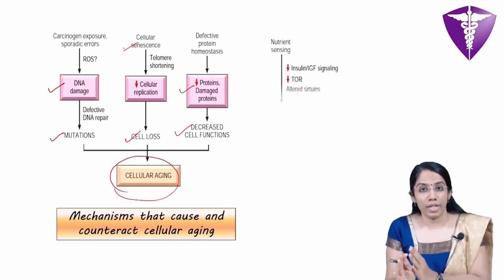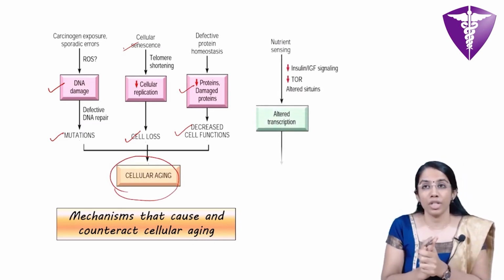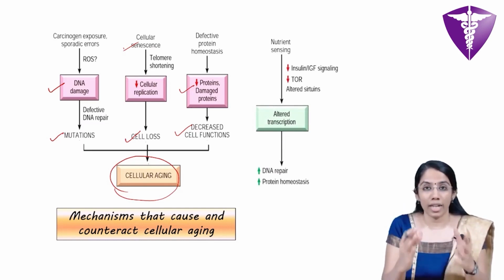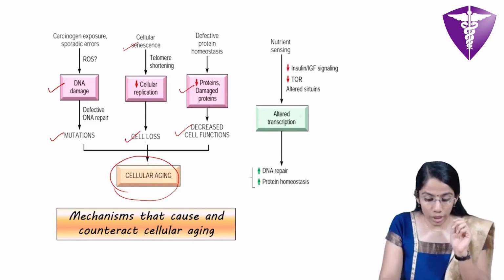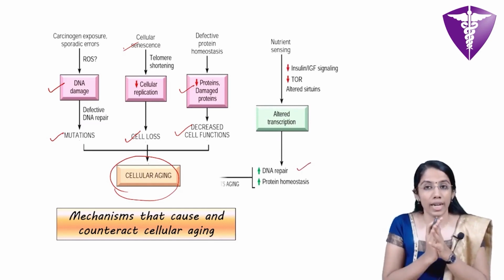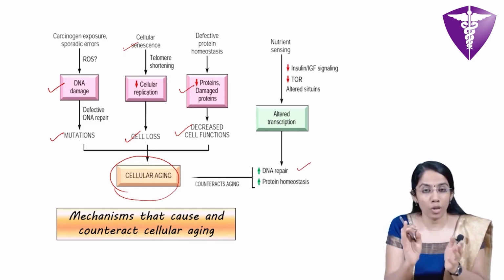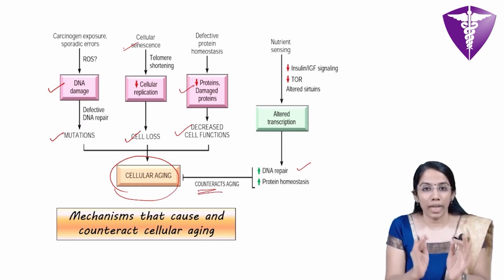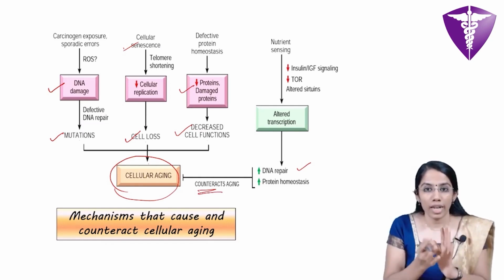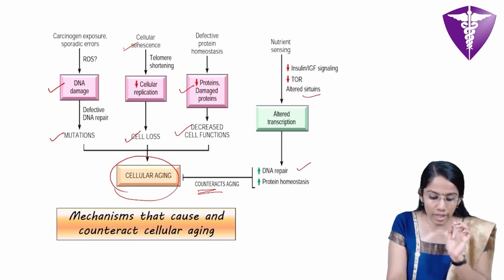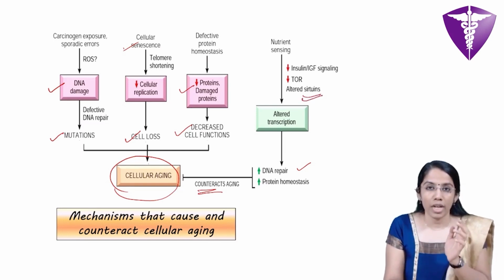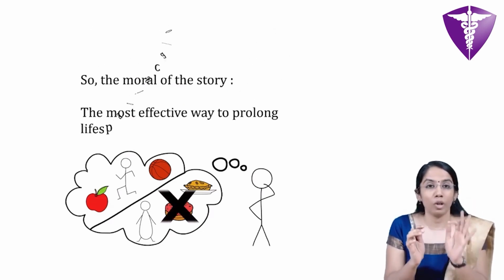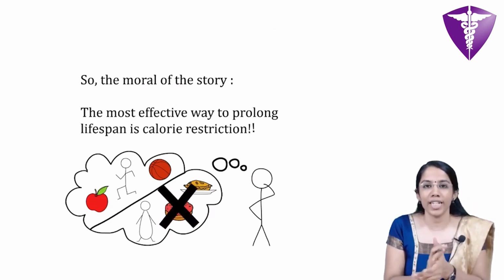Whereas some environmental stresses such as calorie restriction and nutrient sensing activate various growth factors and transcription factors in the cell. This altered transcription leads to increased DNA repair, increased protein homeostasis, and counteracts aging. So this is a summary of the mechanisms that cause and counteract cellular aging. Here also we see the role of sirtuins. The main moral of the story is that the most effective way to prolong lifespan is calorie restriction.